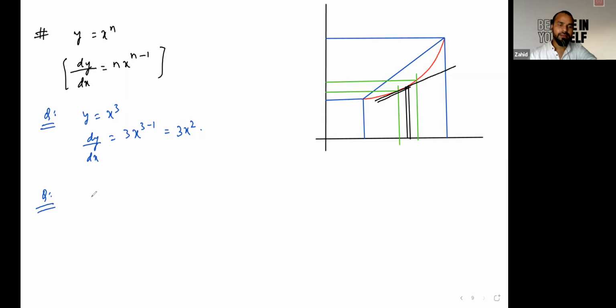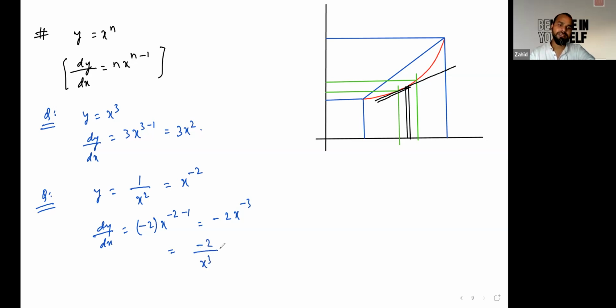If there is y equal to 1 upon x squared, bring all the terms to the numerator first. So we can write it as x raised to the power minus 2. Now apply the above relation. So dy over dx is equal to n x raised to n minus 1. So it will be minus 2 x raised to the power minus 3, or you can simply bring this term to the denominator to make the exponent positive. So it will be minus 2 over x cube.